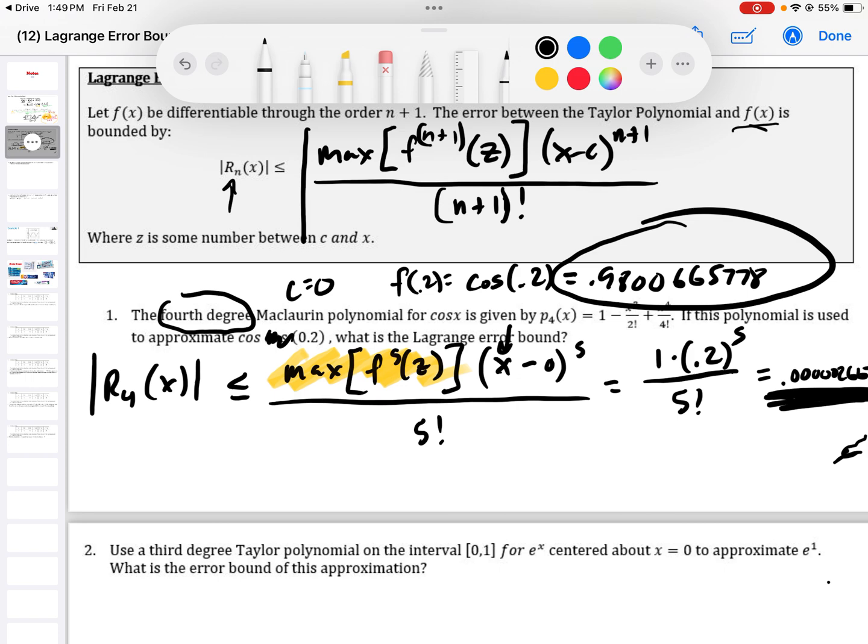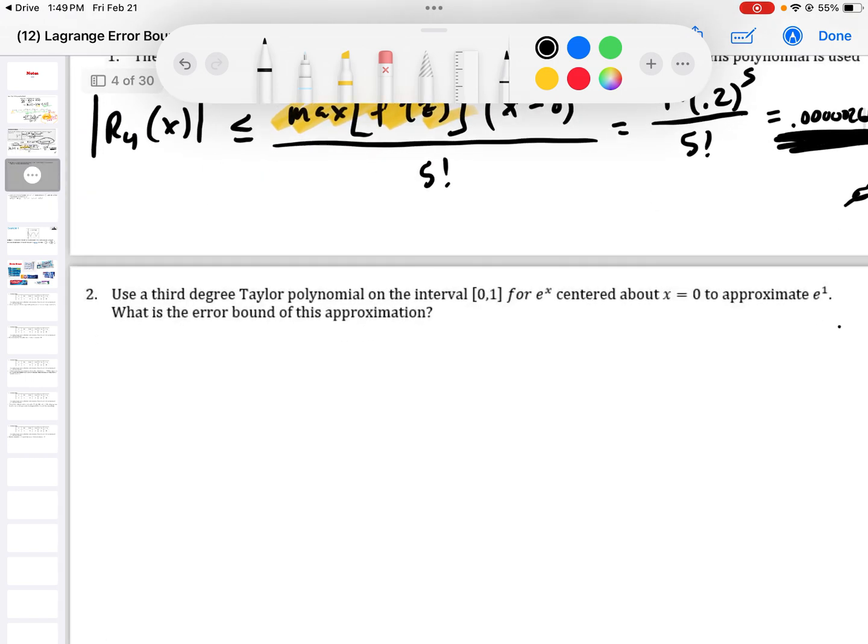All right, that's a lot. So let's do another one. Hopefully it makes more sense as we go. So it says, use a third degree Taylor polynomial in the interval 0 to 1 for e to the x centered around x equals 0, so it's a Maclaurin polynomial, to approximate e to the first power.